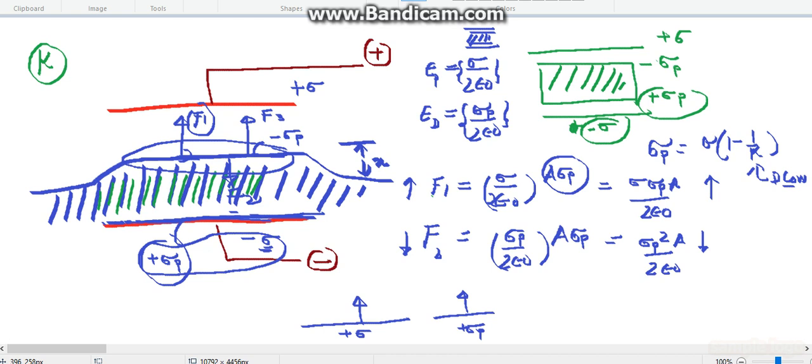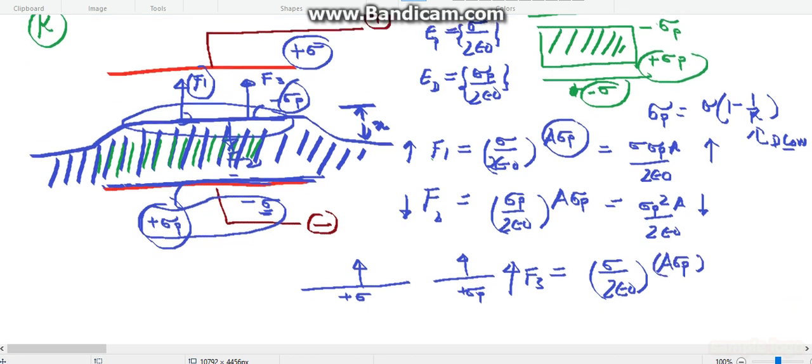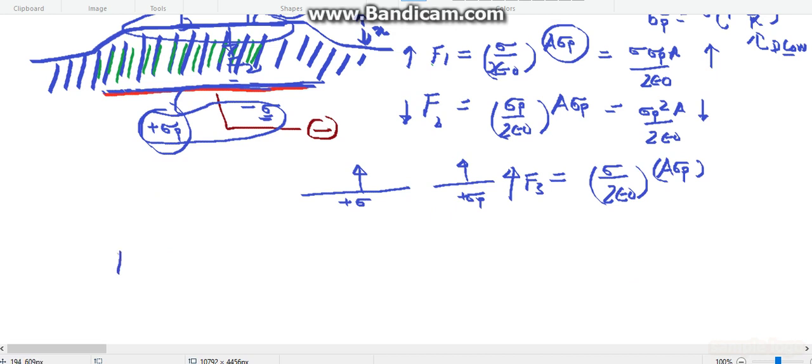F3 is because of the upper plate, and because this is positive charge and this is negative charge, there will be attraction, so I have taken the direction of force upwards. Since I have taken the direction of force, I don't put the sign here. The field is sigma upon twice E0, and the charge is A sigma p. So now I add them algebraically. F1 plus F3 minus F2 is the net force upwards.